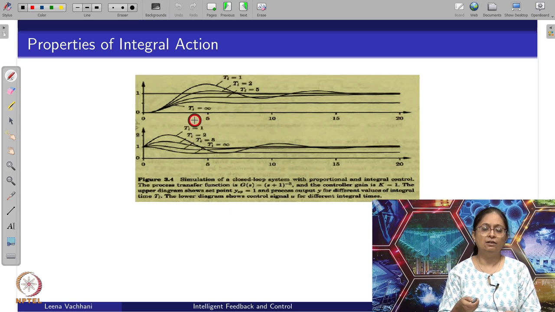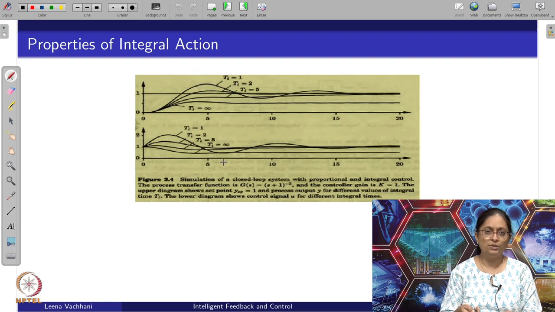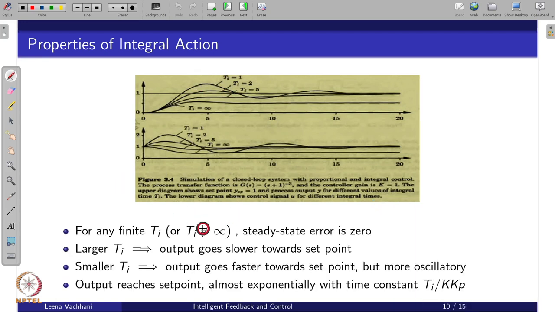If I decrease the integral time constant from infinity to values equal to 5, 2 and then 1, what we observe here is that for Ti equal to infinity, this is simply a proportional action, and that's why we have a steady state error. For larger values of Ti, the output signal grows gradually and reaches the final state in a very slow manner. But for smaller Ti values, we can see that it reaches the zero steady state error or the final value very fast.